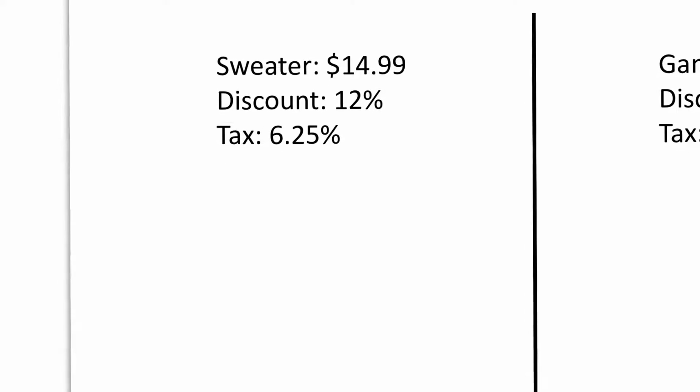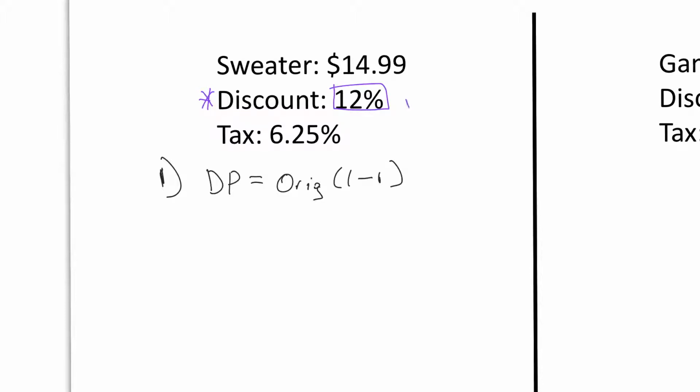So step 1, you want to find the discounted price first. My formula: discounted price equals my original price times 1 minus the rate. Now my rate for the discounted price is right here, 12%. That's a percentage. As a decimal, you move the decimal 2 to the left, so it will be 0.12. You plug that into the formula. So my discounted price is $14.99 times 1 minus 0.12.